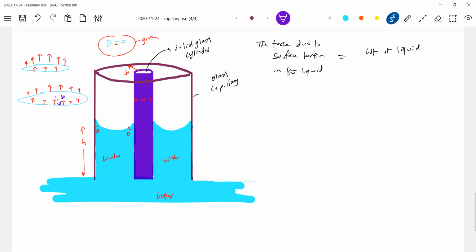This is b. This is a. Force due to surface tension: surface tension into 2 pi a plus surface tension into 2 pi b should be equal to the weight of the liquid. So what shall I show as the weight of the liquid? You neglect the volume of liquid in the meniscus. You need not show that.